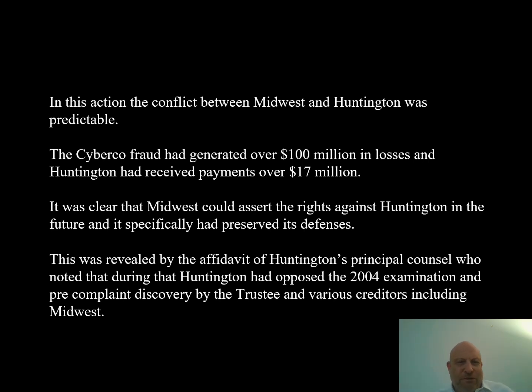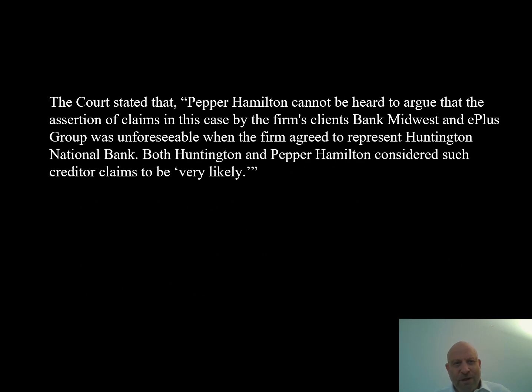So the judge applied this and found this was totally predictable. Obviously, they were in conflict. The two banks were in conflict during the case. Midwest had served the subpoena. They were fighting. They were settling. And the possibility of Midwest suing Huntington on other grounds was foreseeable. So no thrust upon defense here. Very likely. Creditor claims would be very likely.